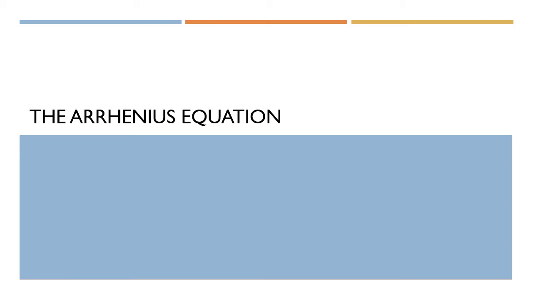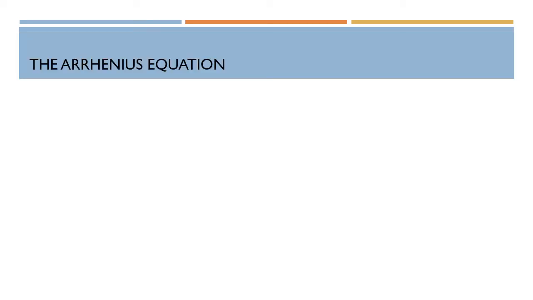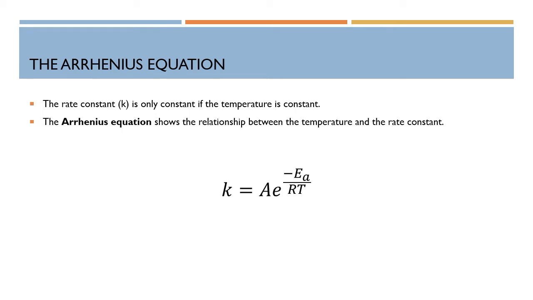The rate constant is dependent on temperature, and the rate constant is only good at a certain temperature. What we're going to do now is find out what that rate constant would be at different temperatures. In order to do this, we need to use something called the Arrhenius Equation, which shows the relationship between the temperature of a reaction and the rate constant.